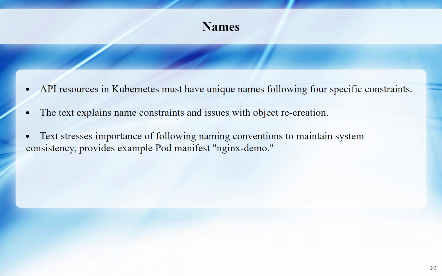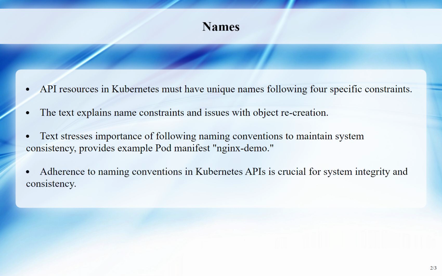Finally, an example manifest for a pod named Nginx demo is provided, along with a note that some resource types may have additional restrictions on their names. Overall, the text highlights the significance of adhering to specific naming conventions when working with API resources in Kubernetes to maintain system integrity and consistency.